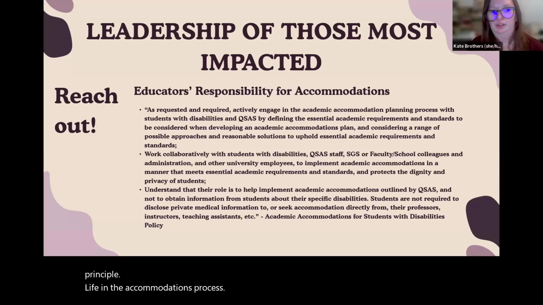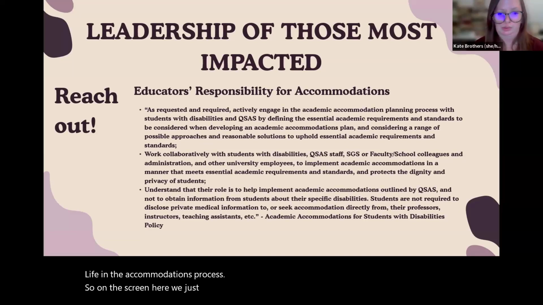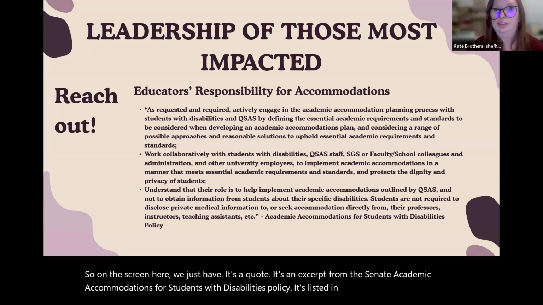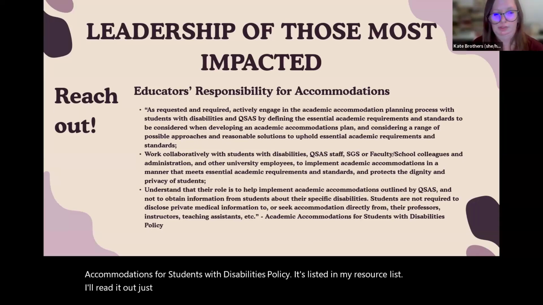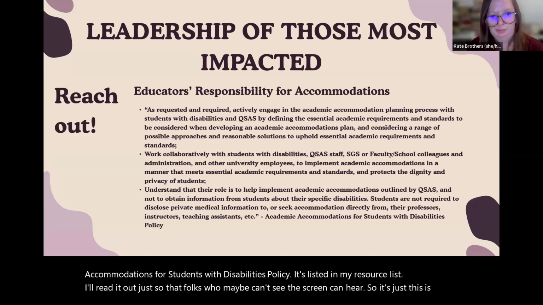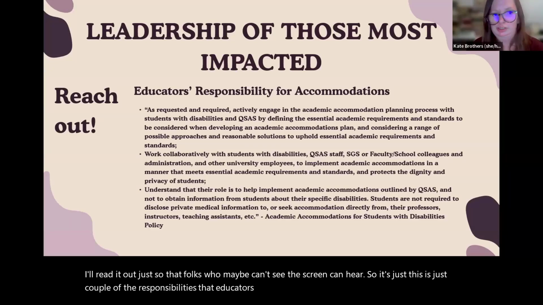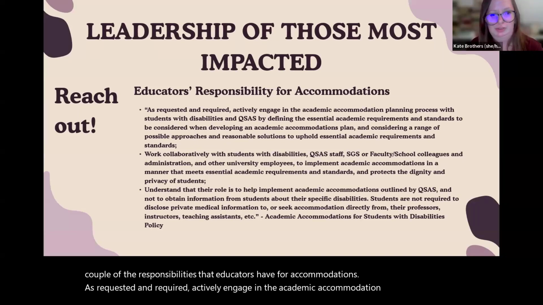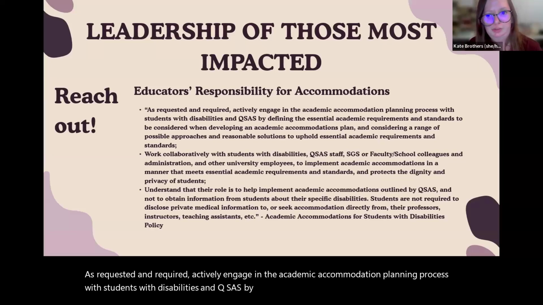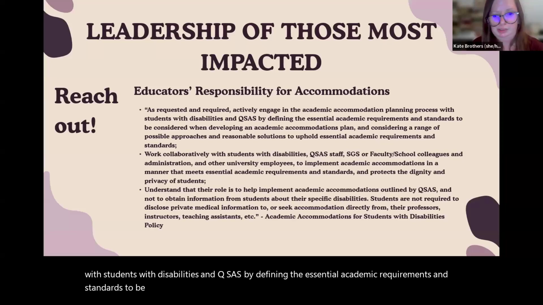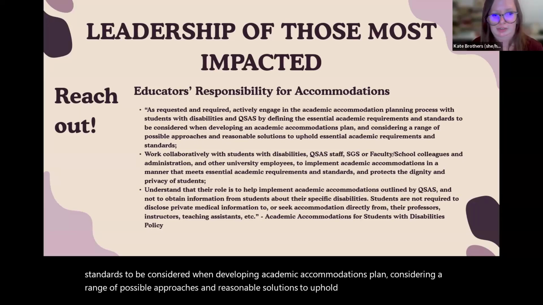So on the screen here, we just have an excerpt from the Senate Academic Accommodations for Students with Disabilities policy. It's listed in my resource list. I'll read it out just so that folks who maybe can't see the screen can hear. This is just a couple of the responsibilities that educators have for accommodations. As requested and required, actively engage in the academic accommodation planning process with students with disabilities and QSAS by defining the essential academic requirements and standards to be considered when developing an academic accommodations plan, and considering a range of possible approaches and reasonable solutions to uphold essential academic requirements and standards.